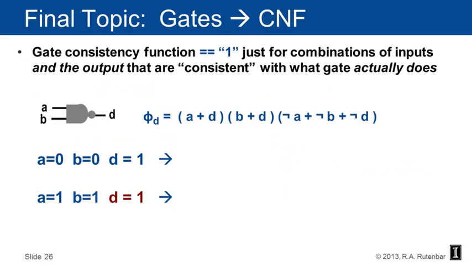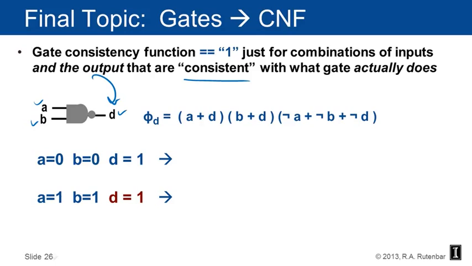Now, what does that do? It does something actually rather nice. The gate consistency function makes a 1 just for combinations of inputs and the output that are consistent with what the gate actually does. So the gate consistency function is an interesting little object where you can put in an A, a B, and a D, and it will say 1, yes, that's what the gate does, or 0, no, that's not what the gate does.